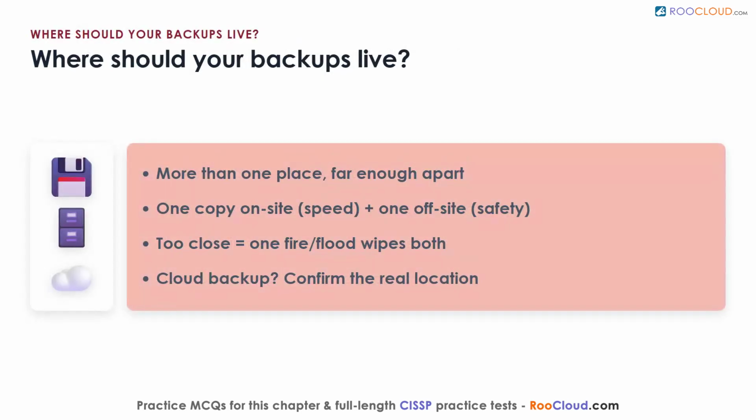So where should your backups actually live? In more than one place, and far enough apart to survive a disaster. Keep one copy on site for speed, and another copy well off-site for safety. Store the off-site copy too close, and a single fire or flood could wipe out both. Larger organizations replicate data to separate geographic regions to keep it available. And if you back up to the cloud, confirm that copy really sits in a different location.